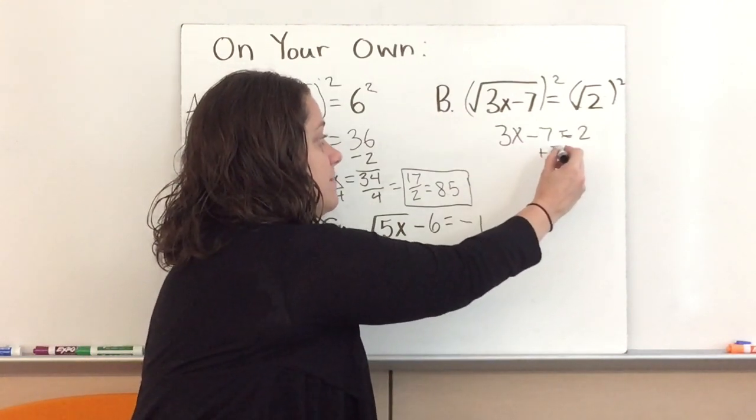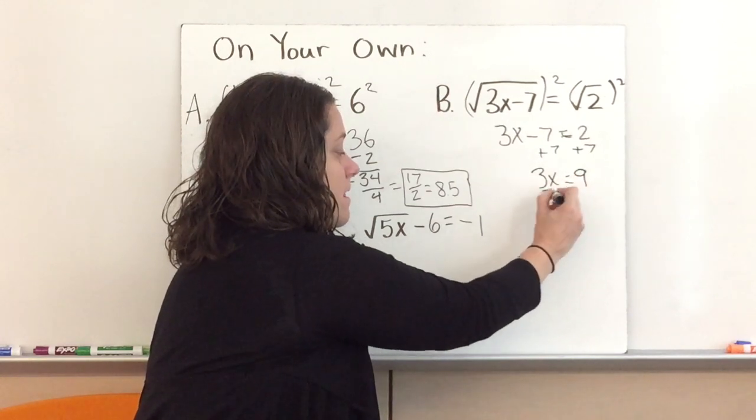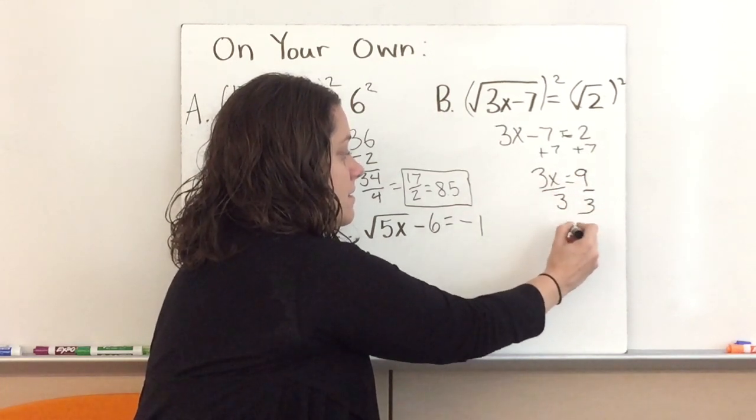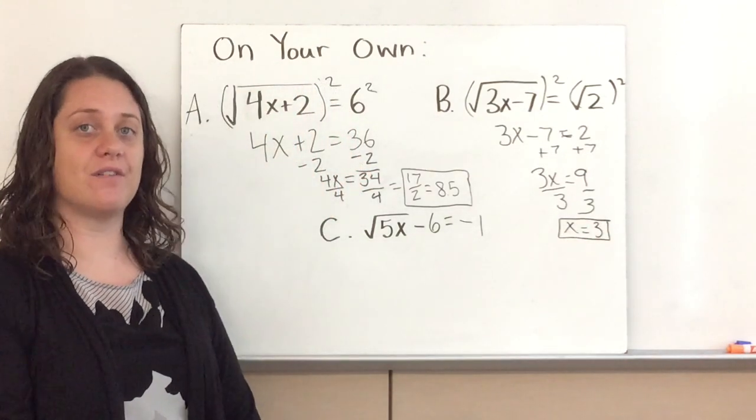So I add 7, divide by 3, and I find out that x equals 3. So hopefully you got that one correct.